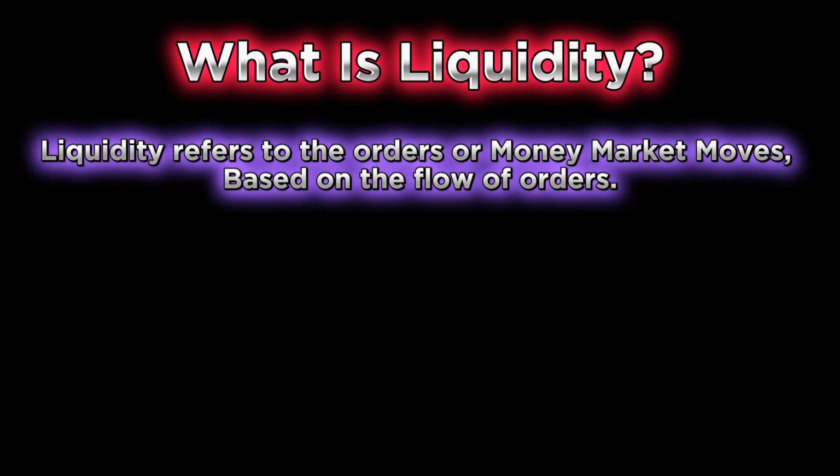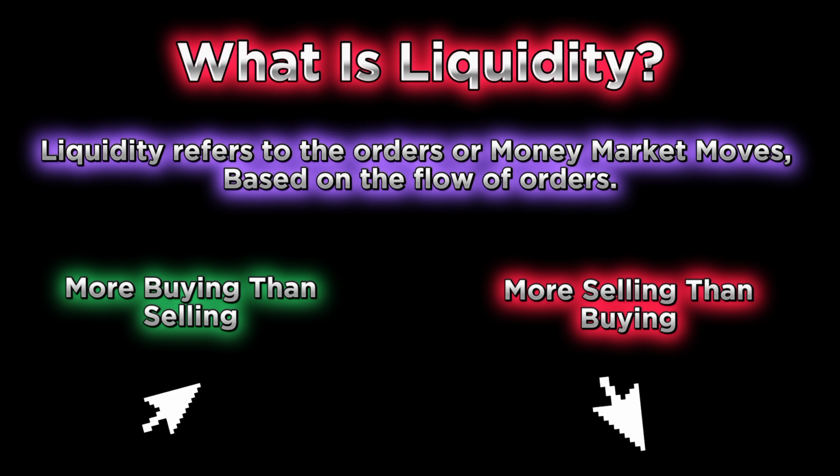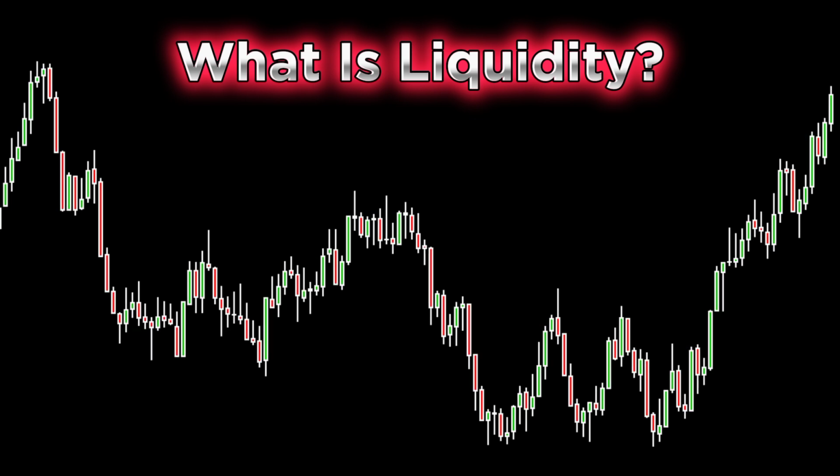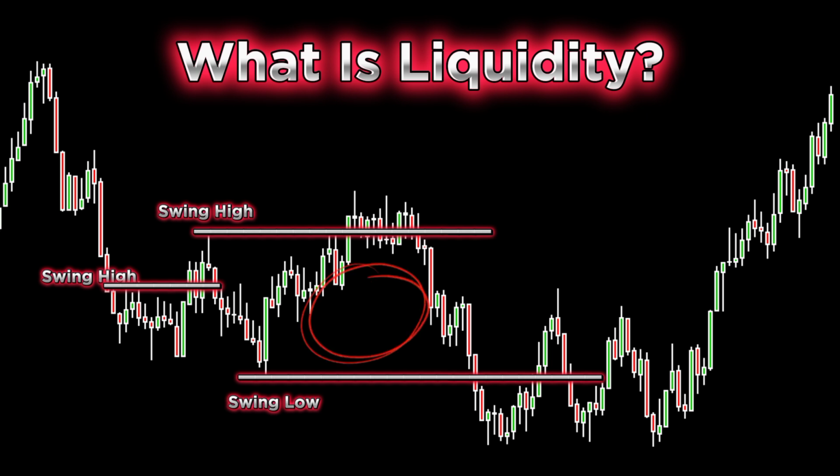First off, what is liquidity? In the simplest form possible, liquidity refers to orders, or money the market moves based on the flow of orders. So when there's more buying than selling, the market goes up, and when there's more selling than buying, the market will start going down. In order for a significant buying or selling move to happen, the market needs to come into an area with a significant number of orders. In the middle of ranges, the market will trade freely because no one is buying or selling there, or if they are, it happens in very small numbers.